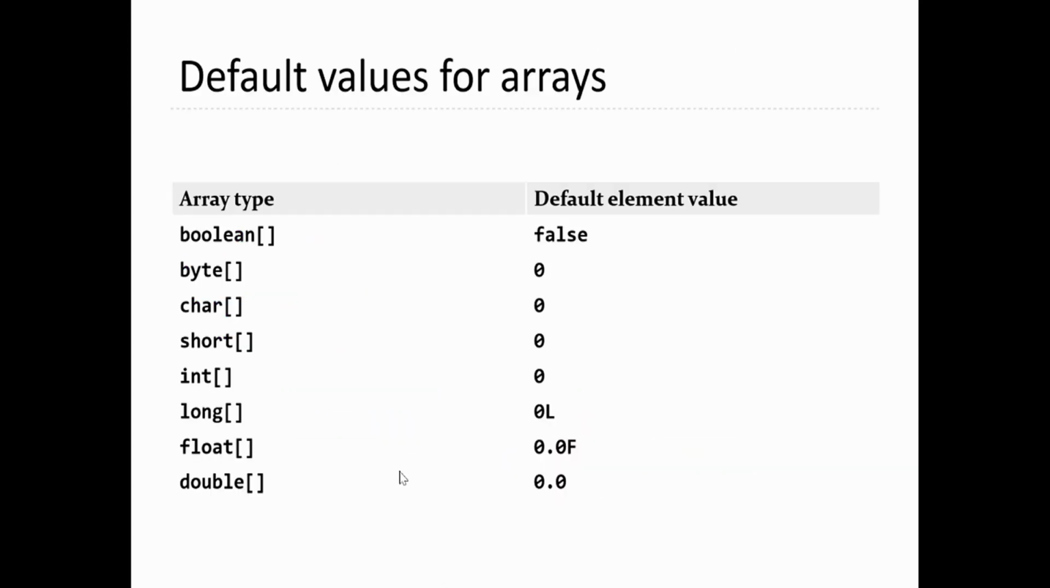All right, default values for arrays. If you have a primitive type array, then Java automatically fills it in when you make it. For Boolean, you get false. For all the numeric types, you get 0. And that's it. That's pretty easy to remember.